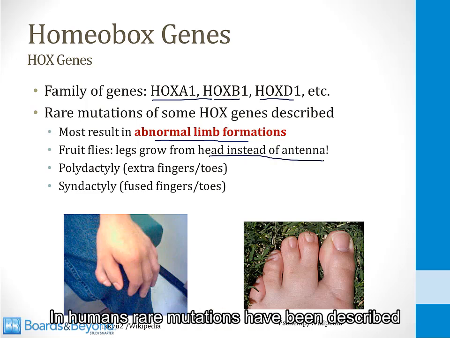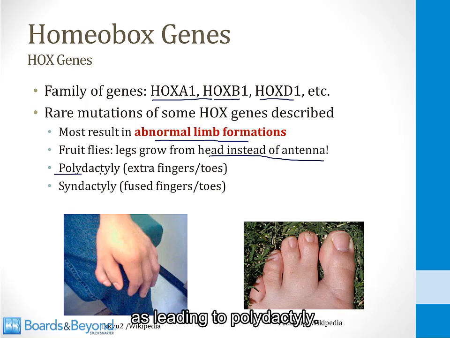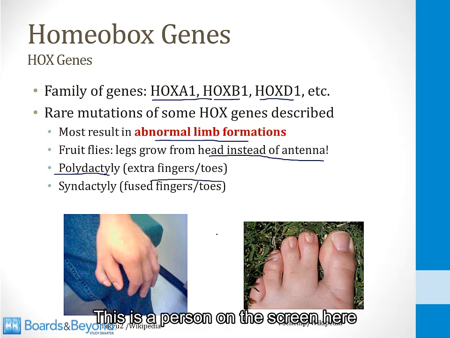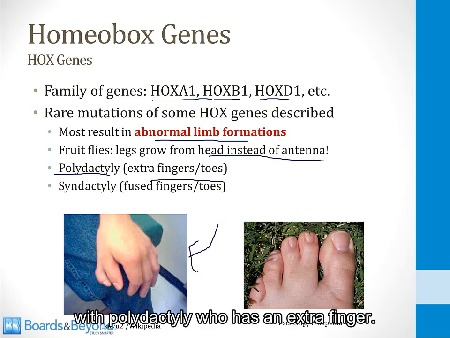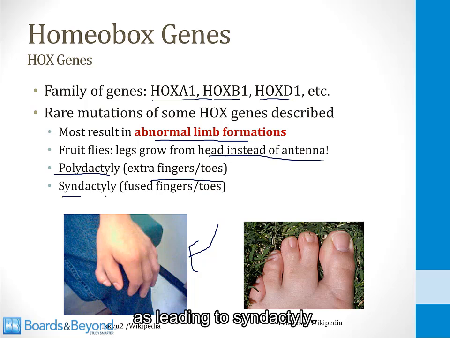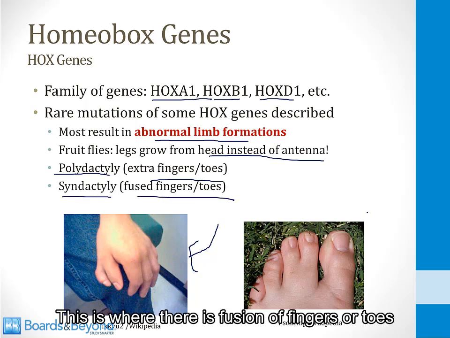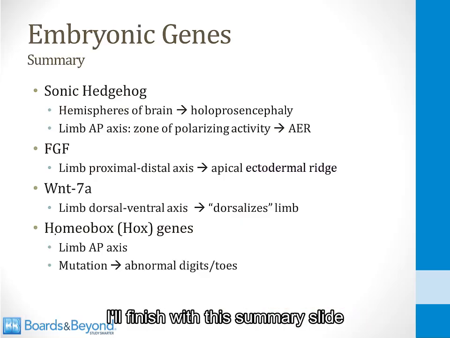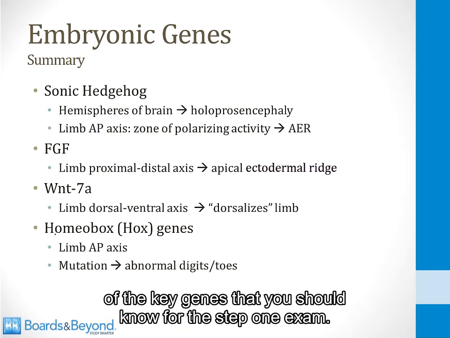In humans, rare mutations have been described as leading to polydactyly, which is the presence of extra fingers or toes. This is a person on the screen here with polydactyly who has an extra finger. Also, mutations of these genes have been described as leading to syndactyly. This is where there is fusion of fingers or toes, as shown in this example on the right side of the screen. I'll finish with this summary slide of the key genes that you should know for the Step 1 exam.